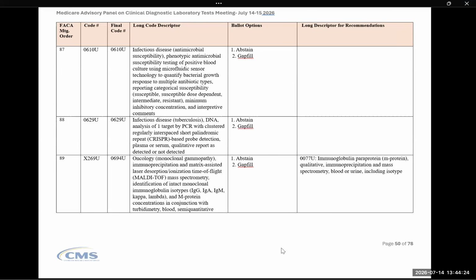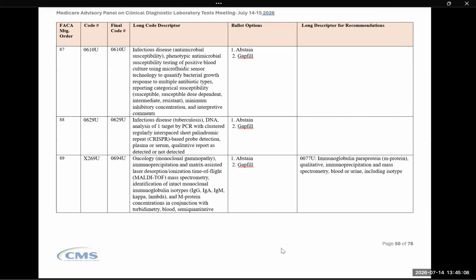All right, next up we have X269U. Final code is now 0694U. And I believe Dr. Chung is going to tell us about this code. Right. So this is an oncology monoclonal gammopathy test using multi-TOF mass spectrometry, determining the isotypes and the M protein concentrations. This is a semi-quantitative test. The submitter is correct that 0077U is not an equivalent because that one is a qualitative test. So the panel and subcommittee agree that the recommendation is gap fill.